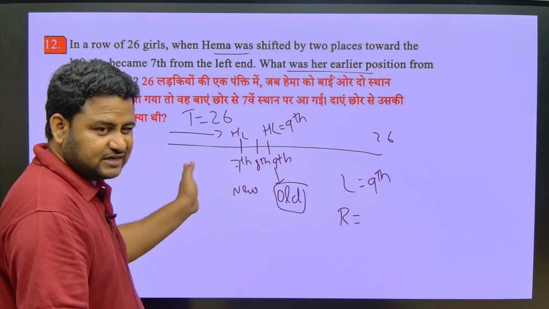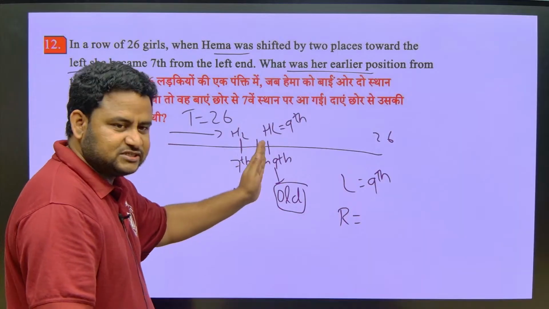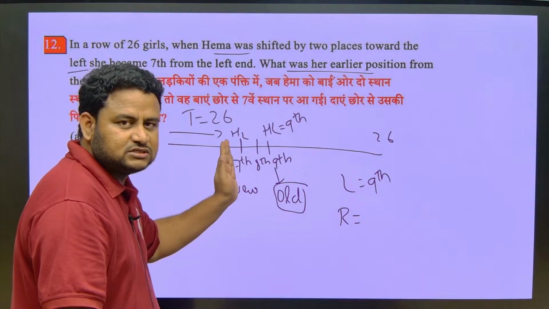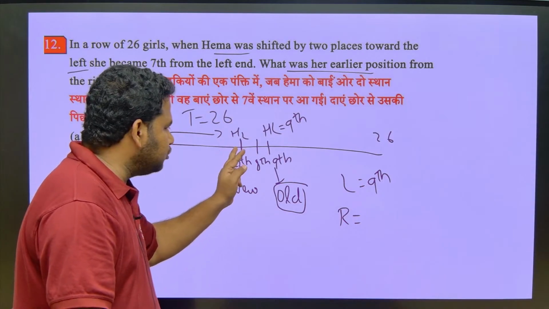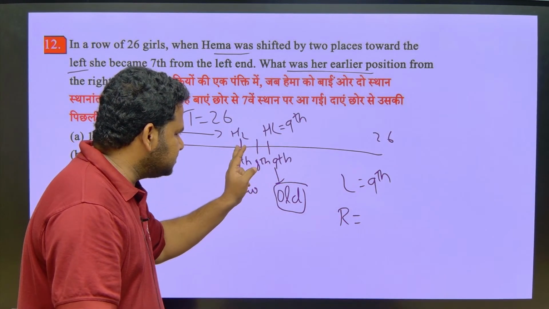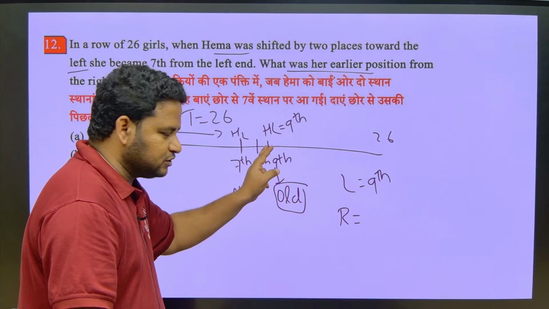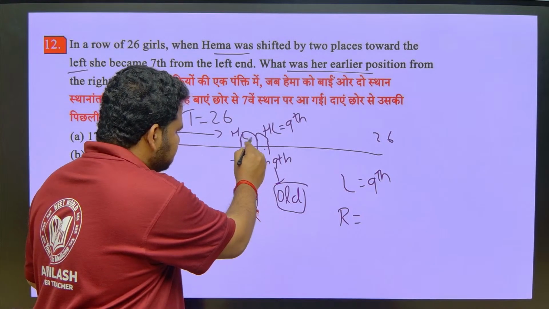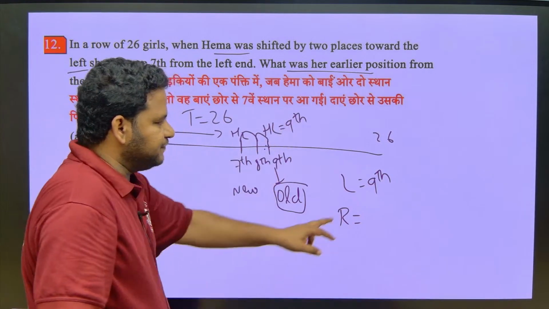Okay. Don't worry about shifting right or left. See, this is common sense. Here it is 7th means it got here by shifting towards left by 2 positions. So if you have to go to the original position, go back here. This is first position, second position. This is the original position. So that is 9th position. So we got L is equal to 9.